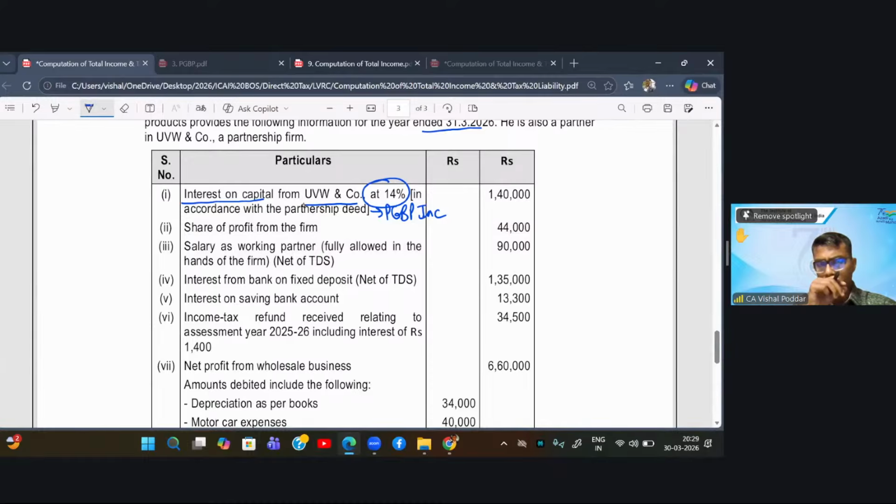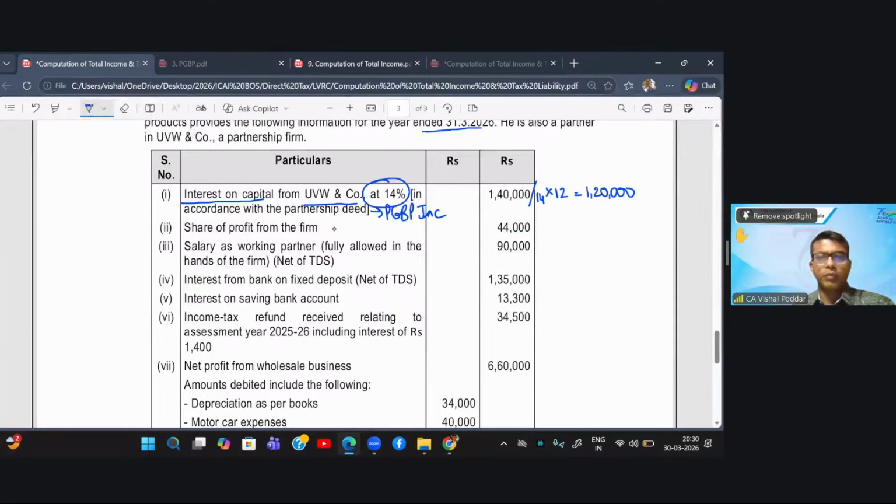But section 40(b) allows only up to 12%. So for us also, only up to 12% is our income. Now this is at the rate of 14, so we divide this by 14 and multiply it by 12. So for us, what will be income under PGBP is only 1,20,000, not the entire 140.